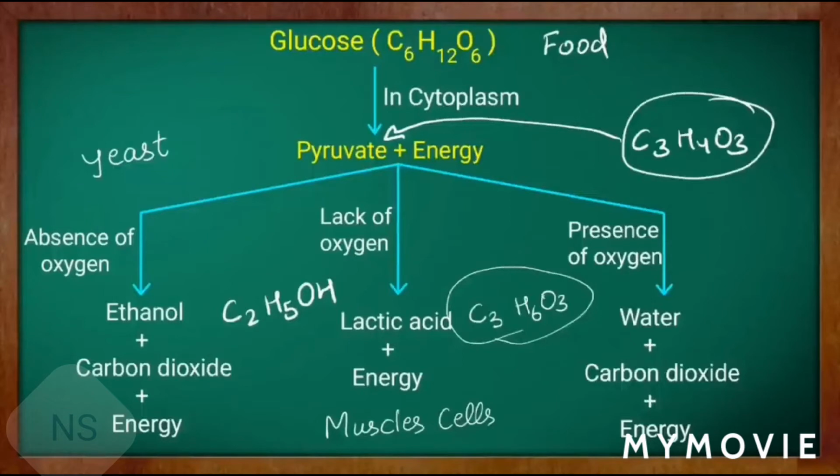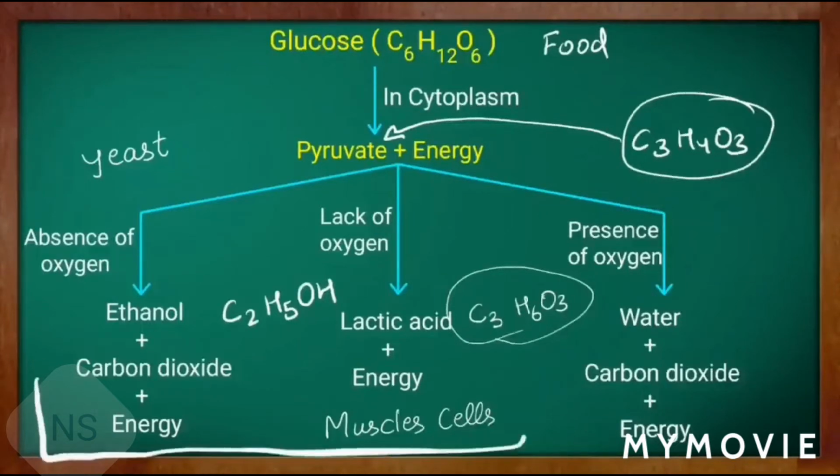Glycolysis is a process by which glucose, a 6 carbon molecule, gets broken down into a 3 carbon molecule called pyruvate and energy in the cytoplasm. Whereas the Krebs cycle is a process by which pyruvate gets broken down into water, carbon dioxide, and energy in the presence of sufficient oxygen. In the lack of oxygen, it gets broken down into lactic acid and energy in muscular cells, and into ethanol in organisms such as yeast.